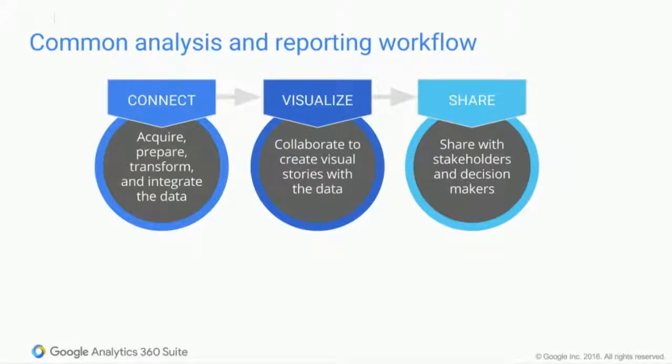What do people do when they're actually looking at data and trying to synthesize it and share insights with their business? So people first need to connect data. They need to access it and prepare it and transform it and integrate that data into various systems. Then they need to actually visualize it. And that could mean collaborating with different people and using different tools and different stories to make that data come alive. And then finally, they're going to share that data with their different stakeholders and decision makers in their businesses.